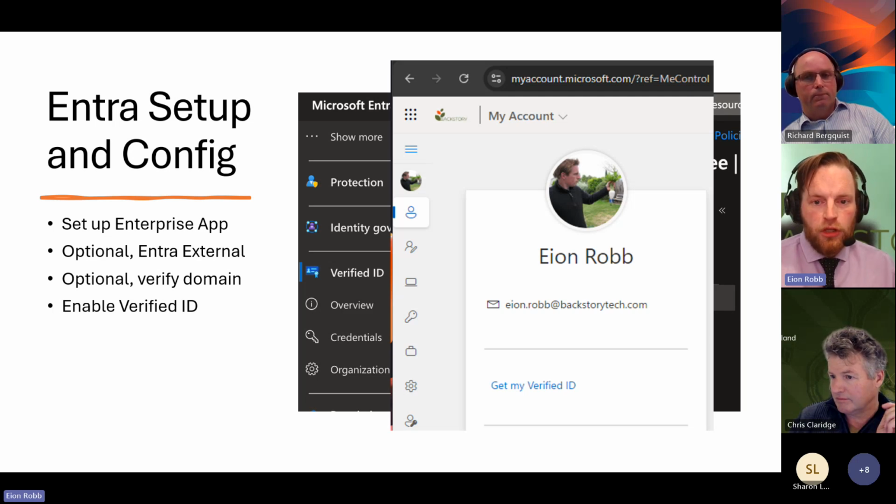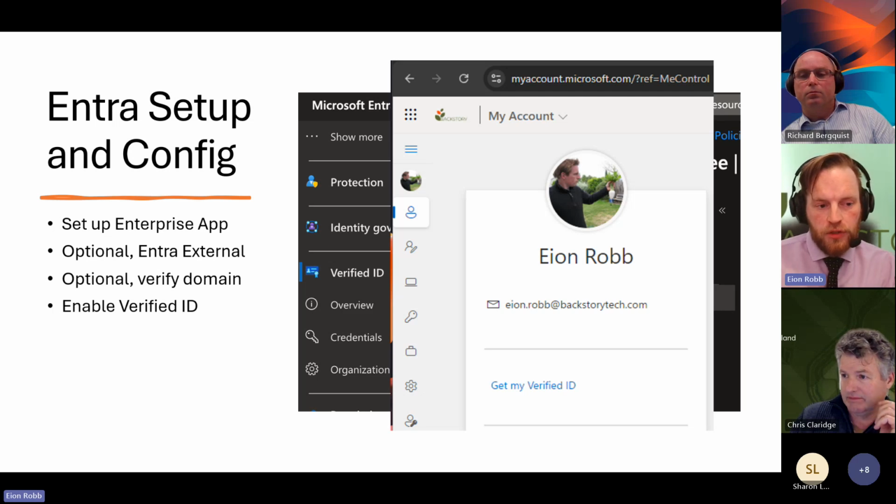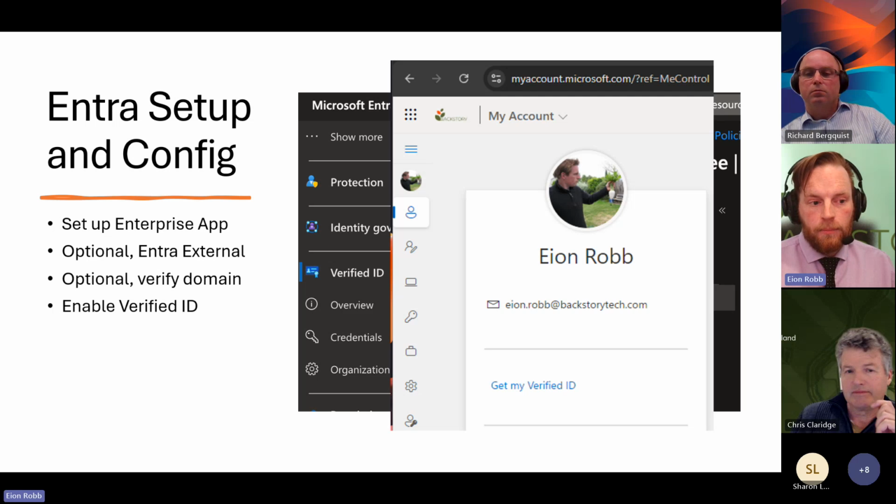As it says, optionally, you can use Entra External for this. So you can do it with your standard Entra system, but you can also use it with Entra External. You might want to do that if you want to have a separate system for your devs to have access to without touching your membership system, or if you're already using like B2C or Entra External ID for your member management. But again, you don't need to do that.